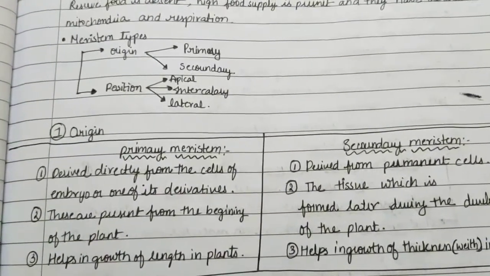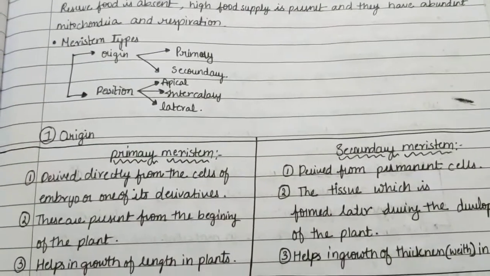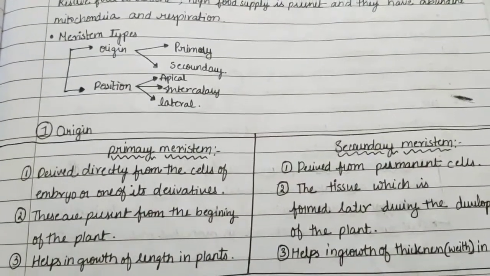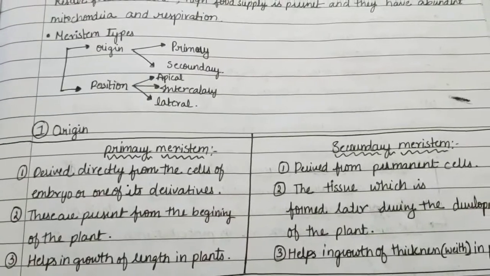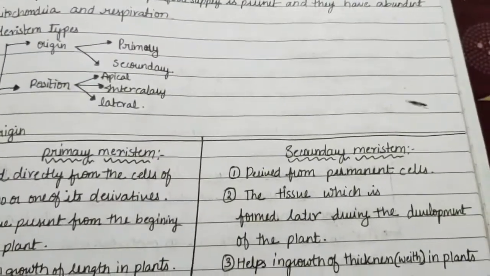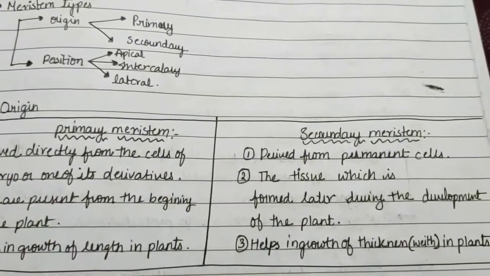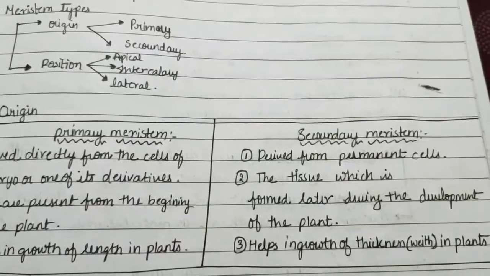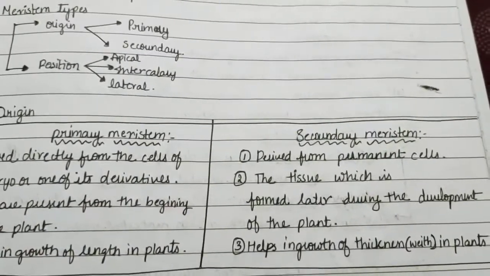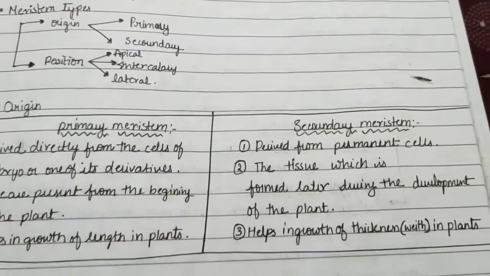Primary meristems are derived directly from the cells of the embryo or one of its derivatives. They are present from the beginning of the plant, so they are primary in origin. They help in growth of length in plants. Now, secondary meristems are derived from the permanent cells, the tissue which is formed later during the development of the plant, which helps in growth of thickness or width of the plant.